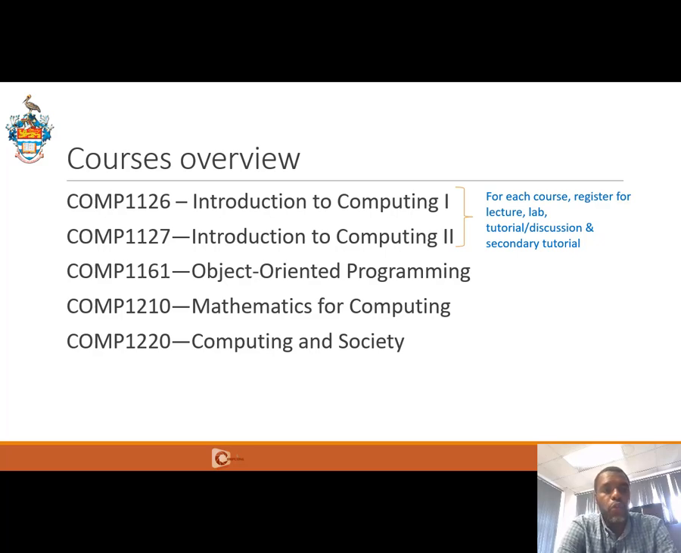And then in semester 2, you register for COMP 1161. Note that COMP 1161 has prerequisites of COMP 1126 and COMP 1127. That means you must pass both COMP 1126 and 1127 in order to take COMP 1161. You can take COMP 1210 and 1220 in either semesters 1 or 2.